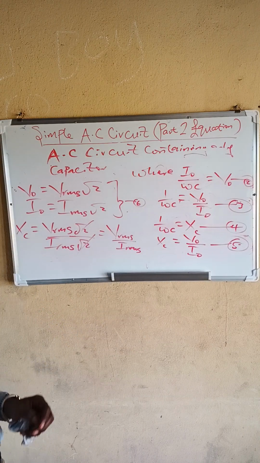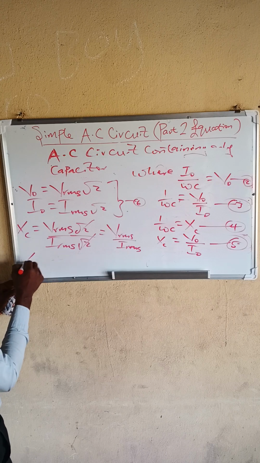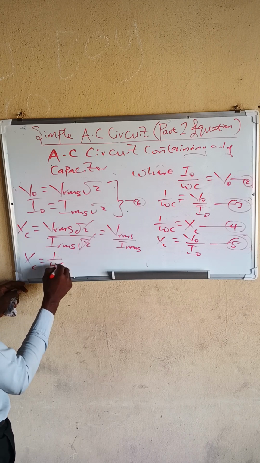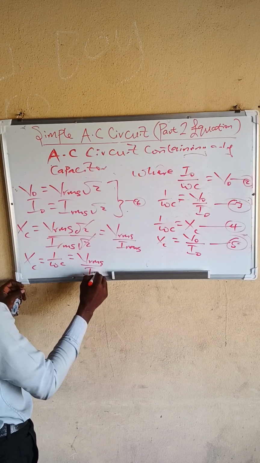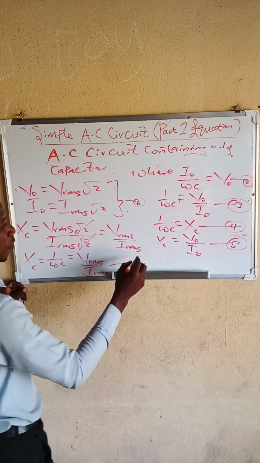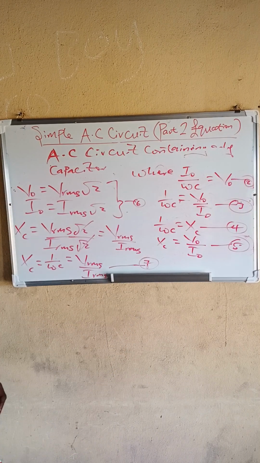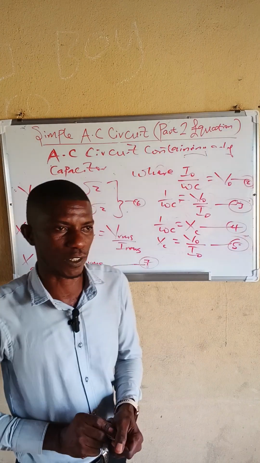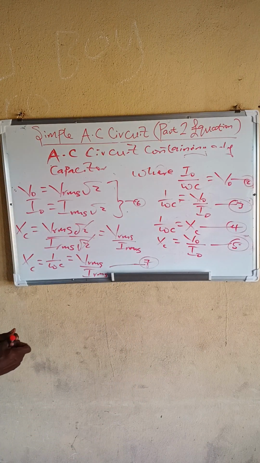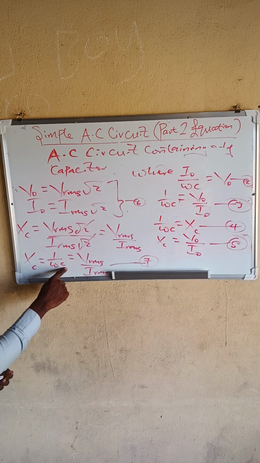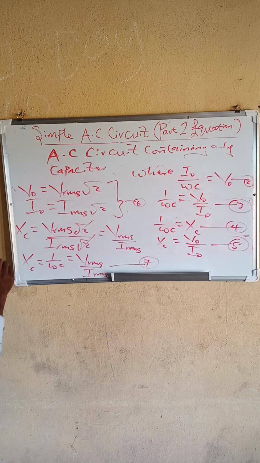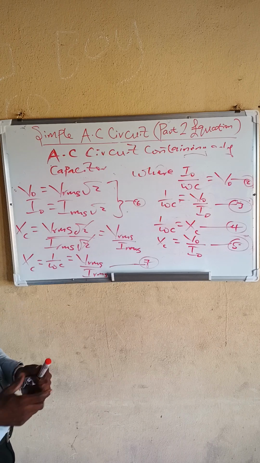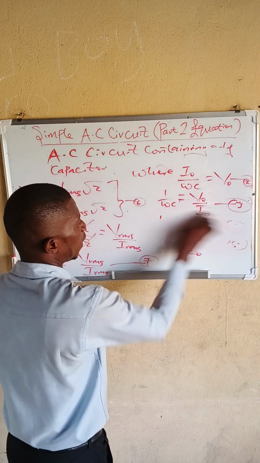So the general formula for capacitive reactance is given as this. This is equal to 1 over omega C, which is equal to voltage root mean square over current root mean square. This is the general formula for capacitive reactance, and it is measured in ohms. Now let me see the capacitance of a capacitor from here, which is measured in farads. So let me make C the subject of the formula, and that will give me the formula for the capacitance of a capacitor.